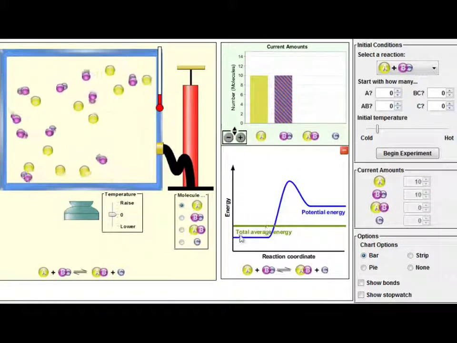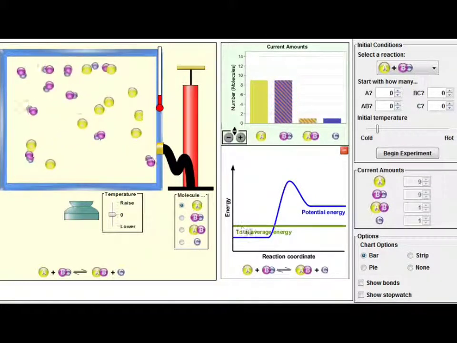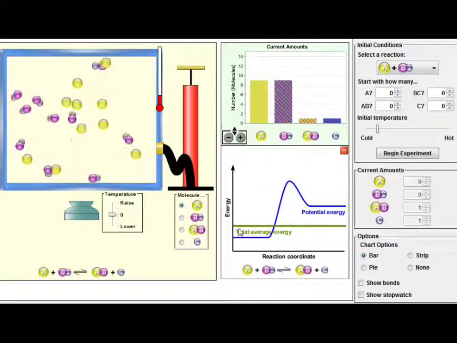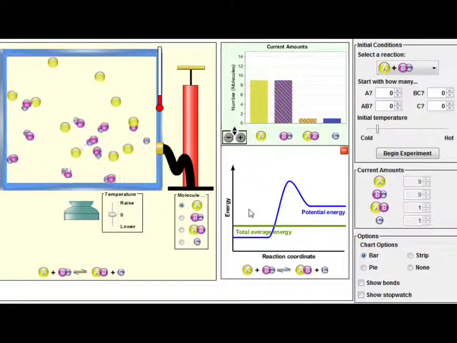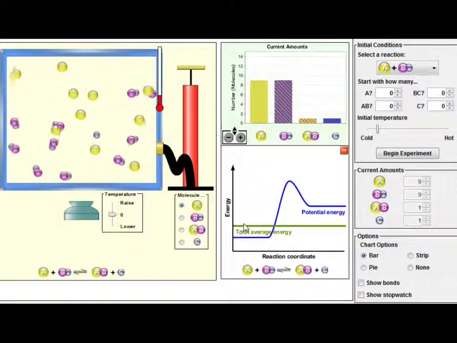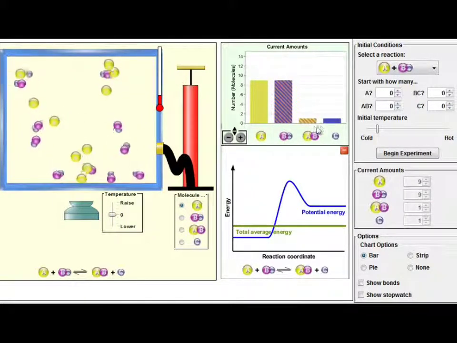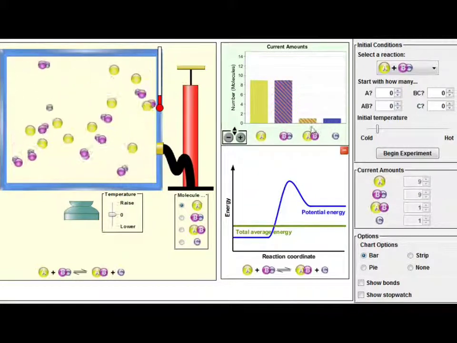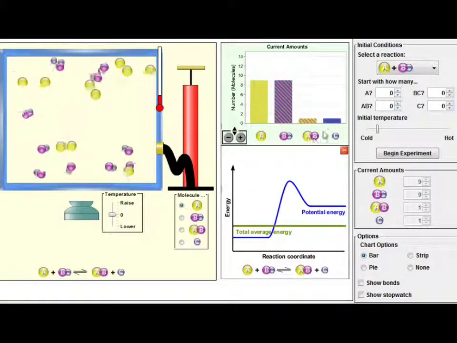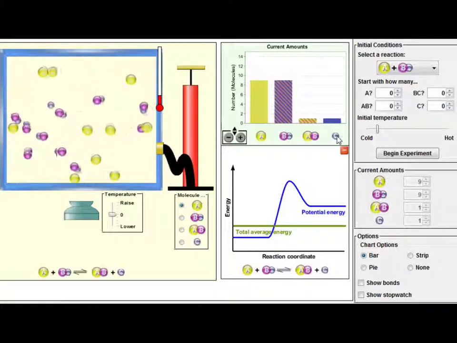And this green bar says total average energy. That's saying that your average particle only has that much energy. Now, there may be some that have more and some that have less, right? This is an average. And in fact, apparently one pair did have enough energy. Look, we've got one finally that did react. Now we do have an AB molecule and a C molecule.